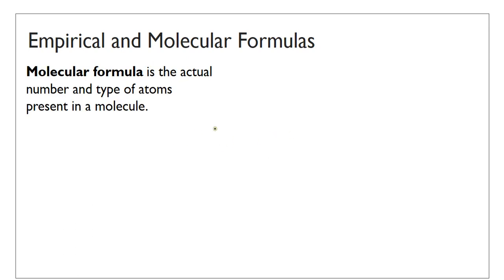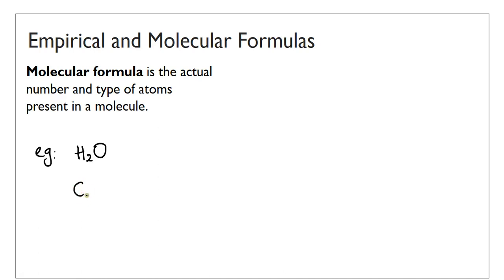Molecular formula, you've seen this before, hopefully, is the actual number and type of atoms present in a molecule. So you have definitely seen molecular formulas. Pretty much all the formulas that you have seen before are molecular formulas. So for example, H2O, this is a molecular formula. It tells you that a molecule of water has 2 hydrogen atoms and 1 oxygen atom.